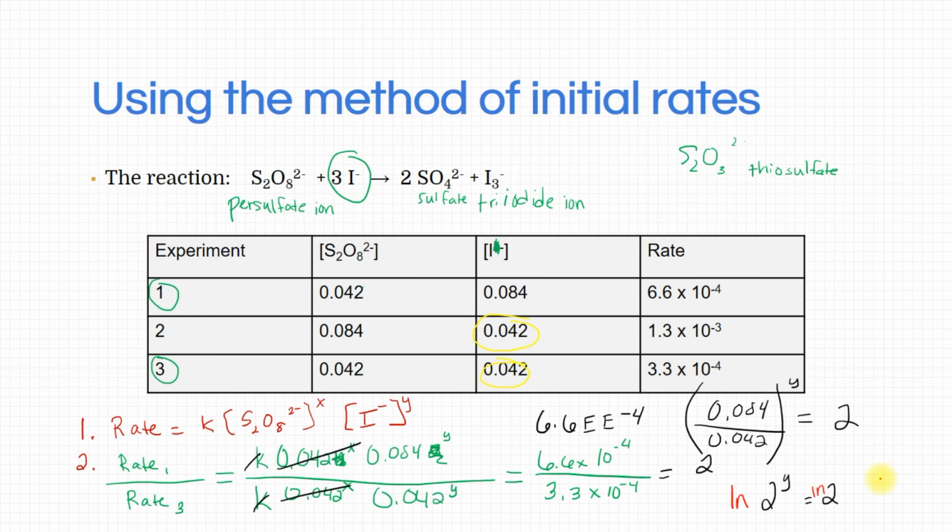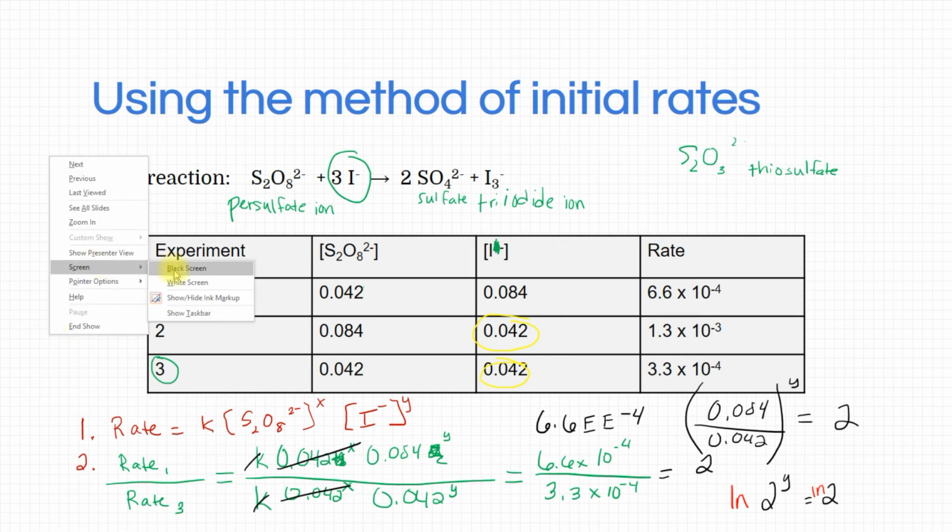And when you do that, it allows you to pull the exponent down, because the logarithm is the opposite function of exponent. So what we have here is ln of 2 raised to the y equals ln of 2. Or again, you could do log, that's okay. They're going to function the same way, it doesn't matter. Oh, that's 2 raised to the y, sorry.